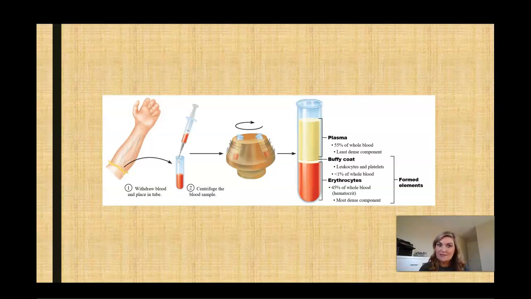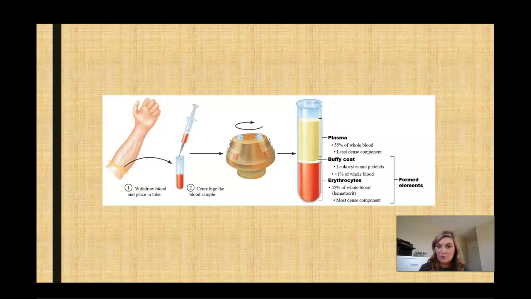So when it separates, it's going to look like the diagram that's to the right. And so you'll see that the top portion is going to be made up of plasma. Now, plasma is going to be made in the red bone marrow. That's also where you're going to have your red blood cells, white blood cells, and platelets made. So the plasma is going to be about 55% of your whole blood. It's going to be the least dense component, and that's why you're going to find it towards the top.